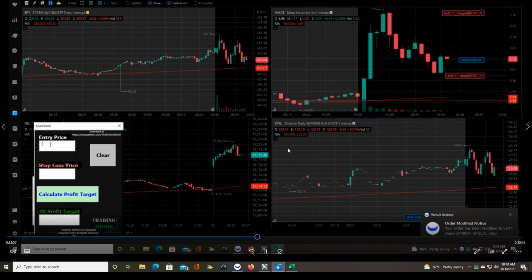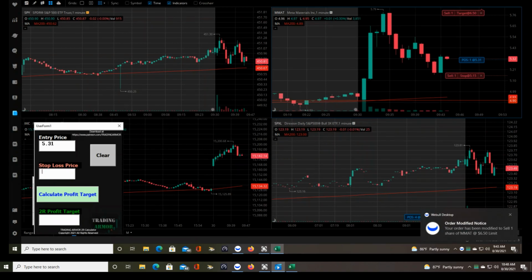Here I'm using my 2-hour profit calculator again. Just put in the entry price, the stop loss, hit enter. It calculates the 2-hour profit target for me.